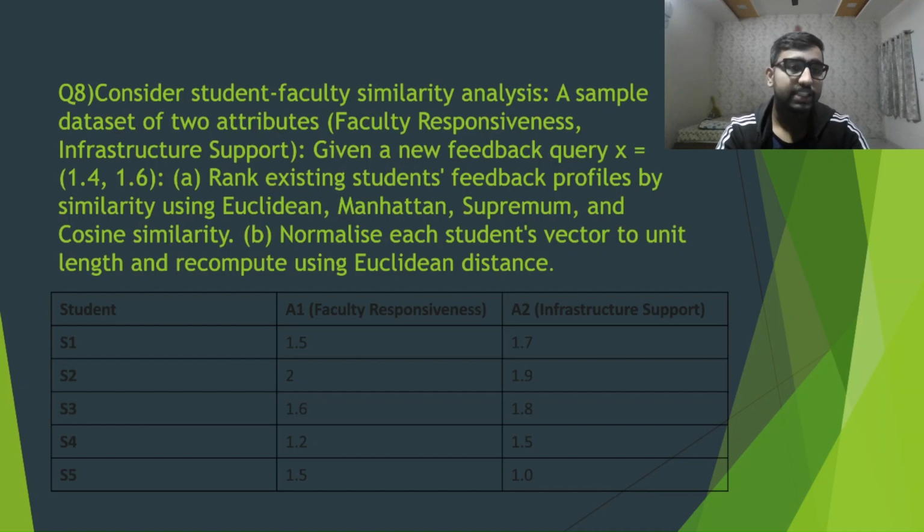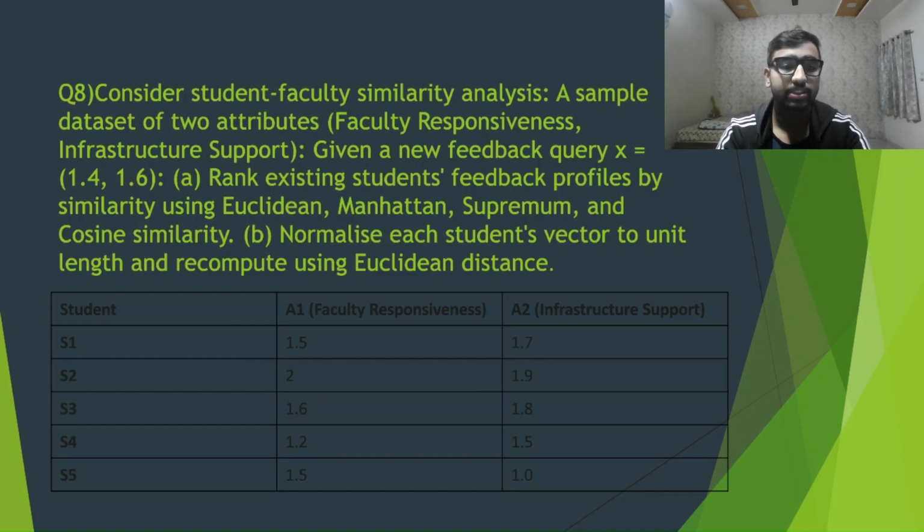So the question for today is: consider student faculty similarity analysis, a sample data set of two attributes, faculty responsiveness and infrastructural support, given a new feedback query, x equals 1.4, 1.6. A, rank existing students' feedback profiles by similarity using Euclidean, Manhattan, Supremum and Cosine similarity. B, normalize each student vector to unit length and recompute using Euclidean distance.